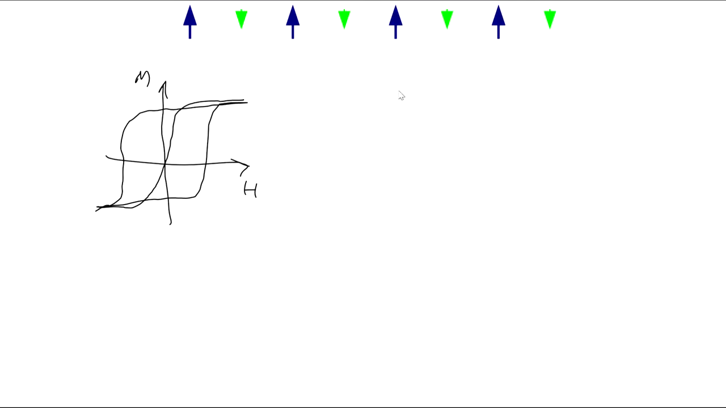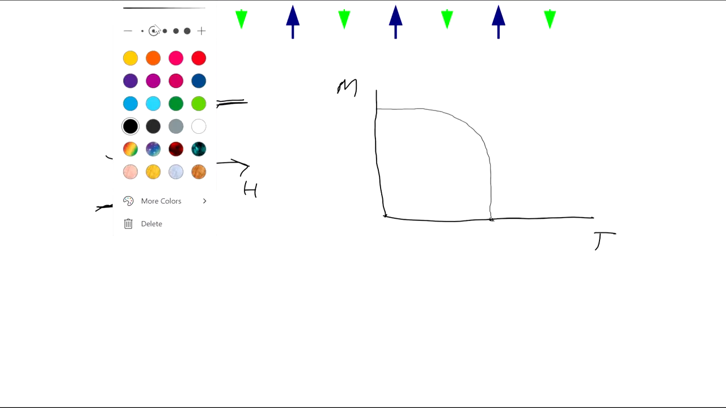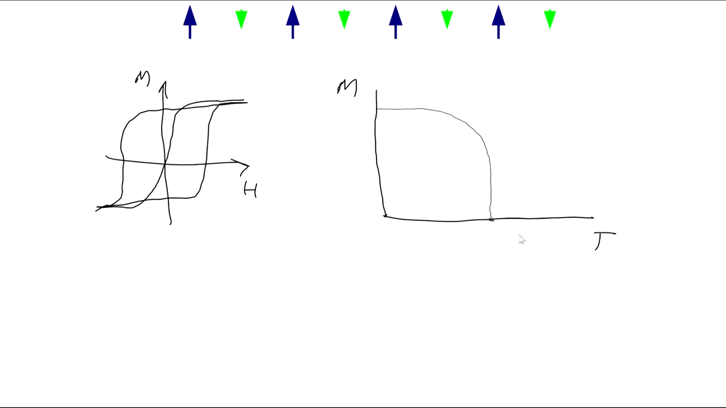The other way to measure is to do temperature-dependent measurements. If we plot temperature and, for example, magnetization, as you remember, for the ferromagnets it stays ordered, and as we approach the Curie temperature the magnetization drops to zero, basically. And this is the Curie temperature.